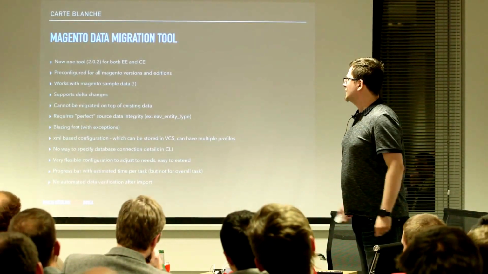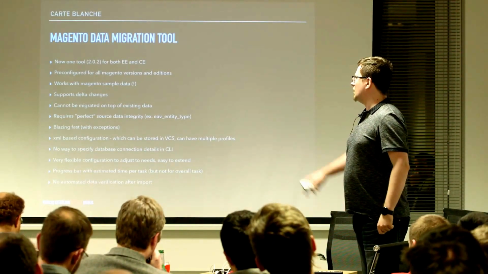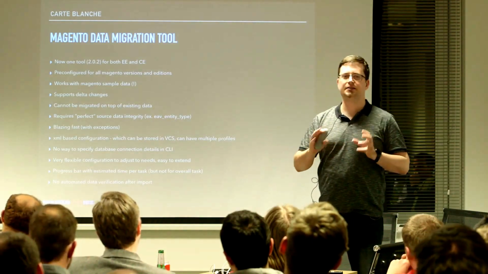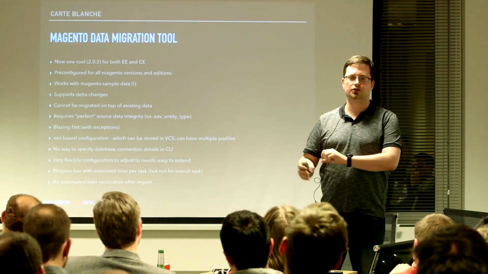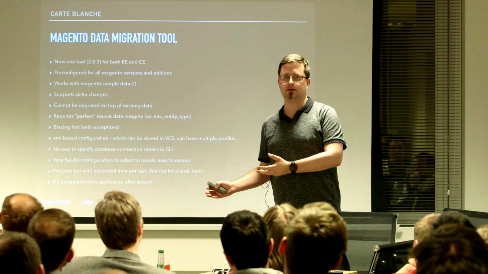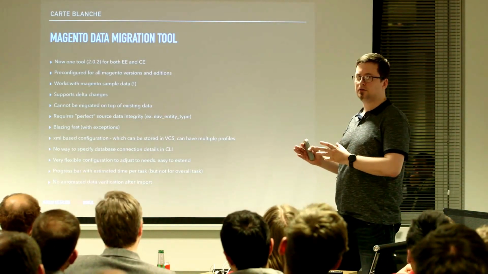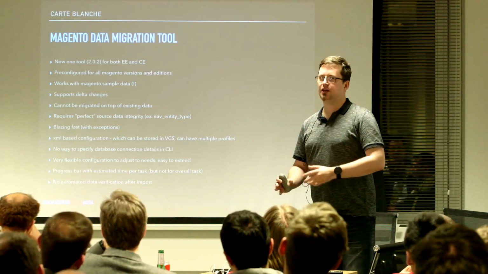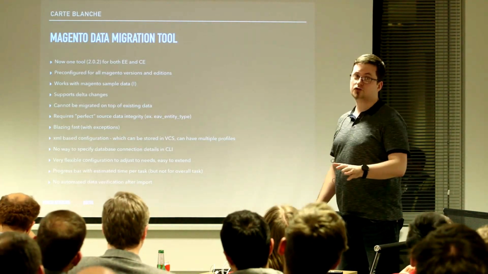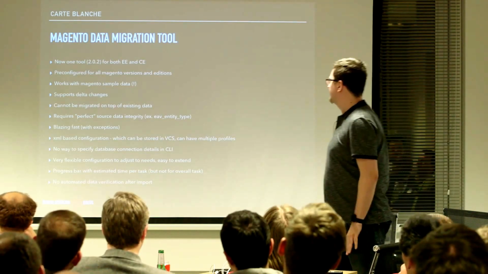So it supports delta changes, but it cannot migrate on top of existing data. They assume that your Magento 2 installation will be absolutely clean. You just installed it and you want to migrate the data. Yeah, this is very important. You should start with a fresh database, install Magento 2, and migrate the data. If you try to change something, it will break.